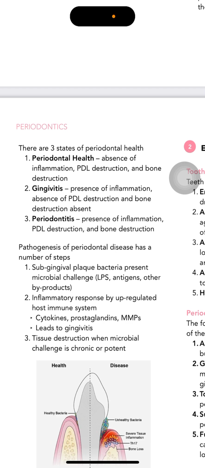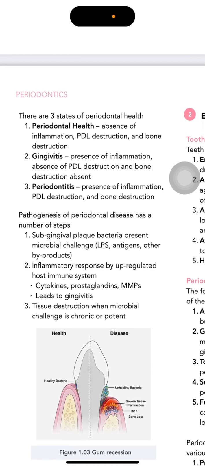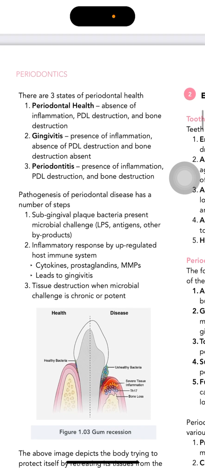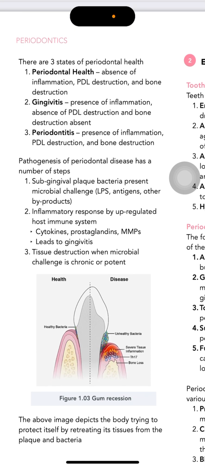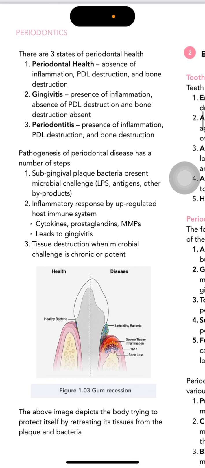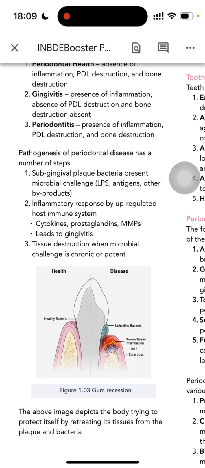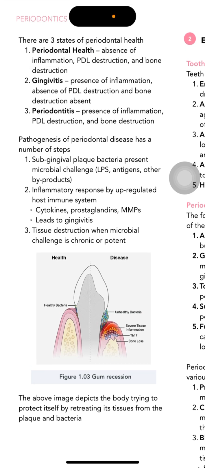The pathogenesis of periodontal disease has a number of steps. Subgingival plaque bacteria present a microbial challenge. LPS antigens are the byproducts. The inflammatory response is driven by the upregulated host immune system. Cytokines, prostaglandins, and MMPs lead to gingivitis. Tissue destruction occurs when the microbial challenge is chronic or potent. Unhealthy bacteria cause severe tissue inflammation and bone loss.